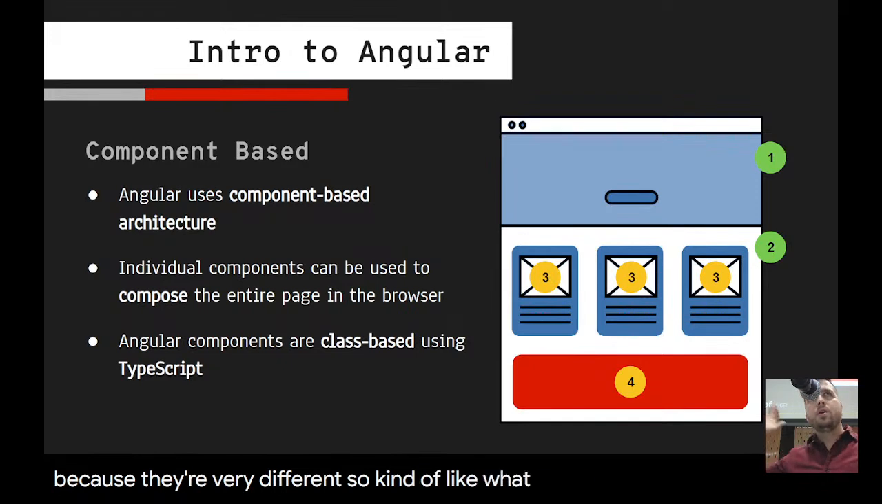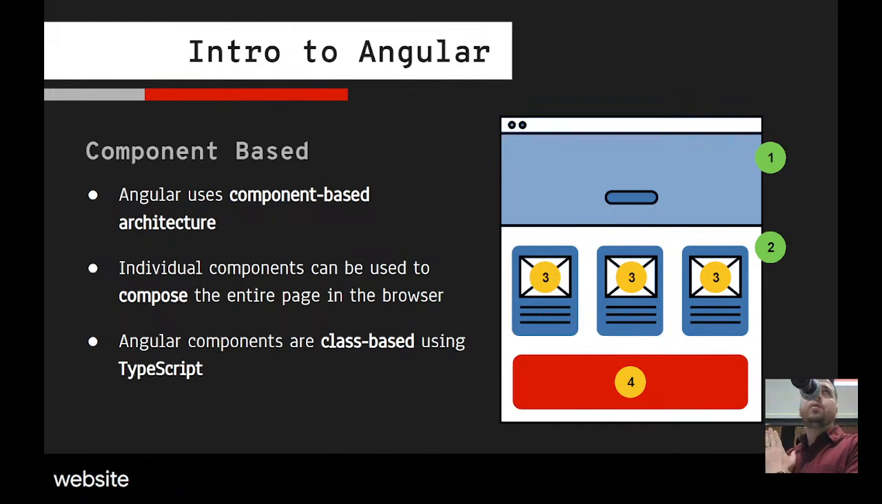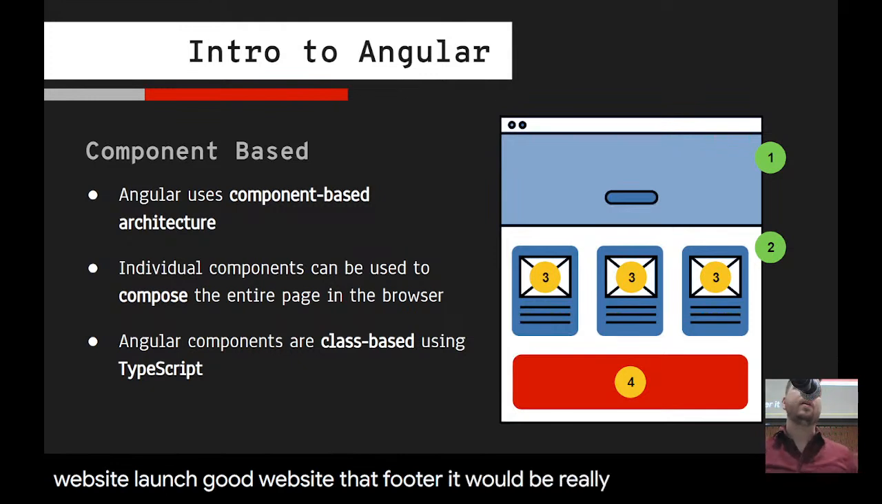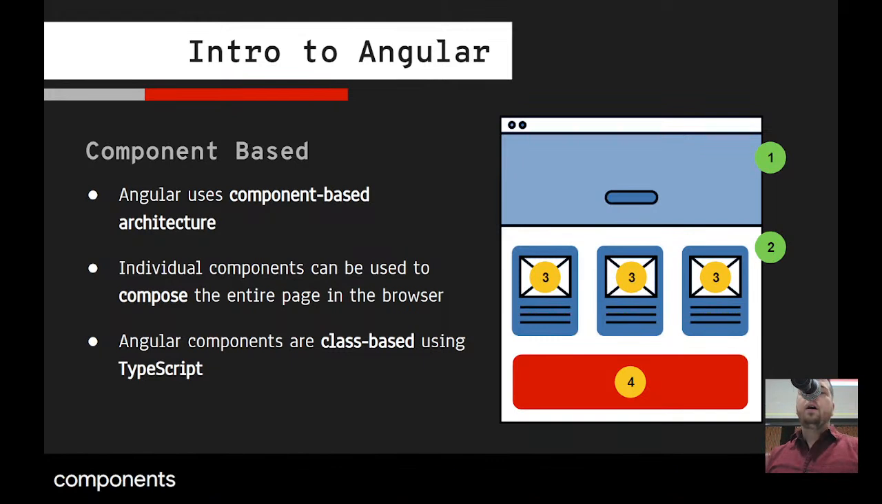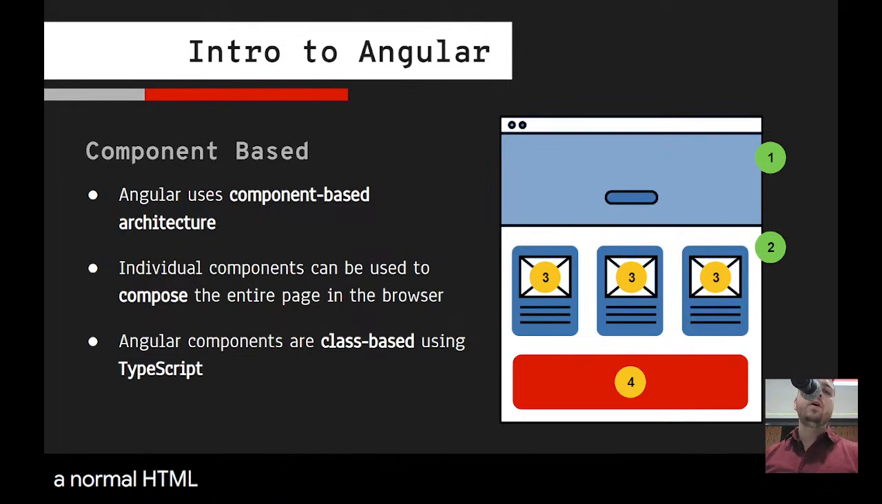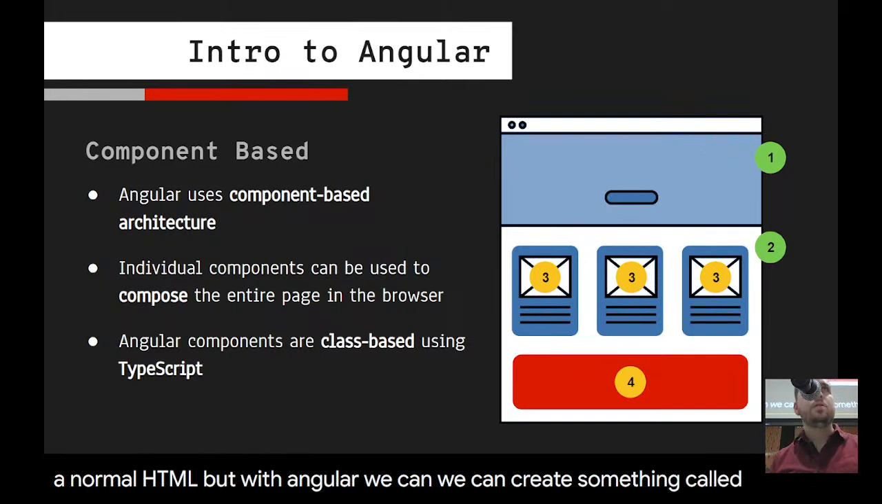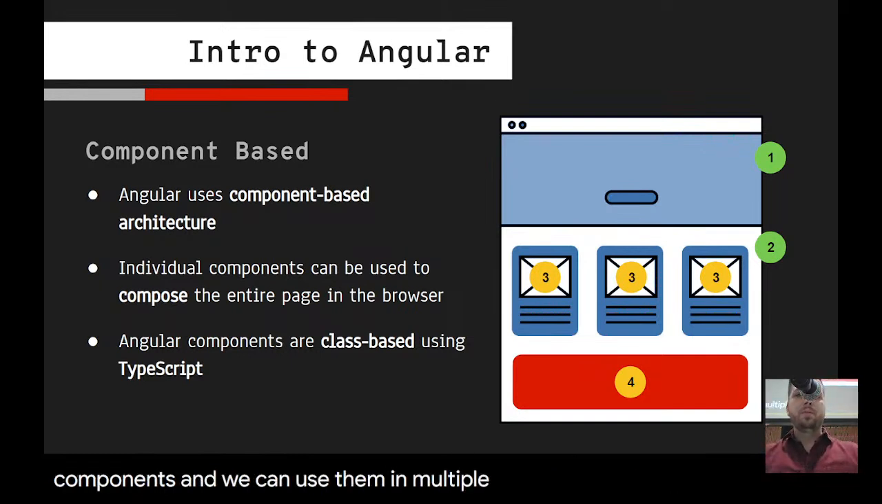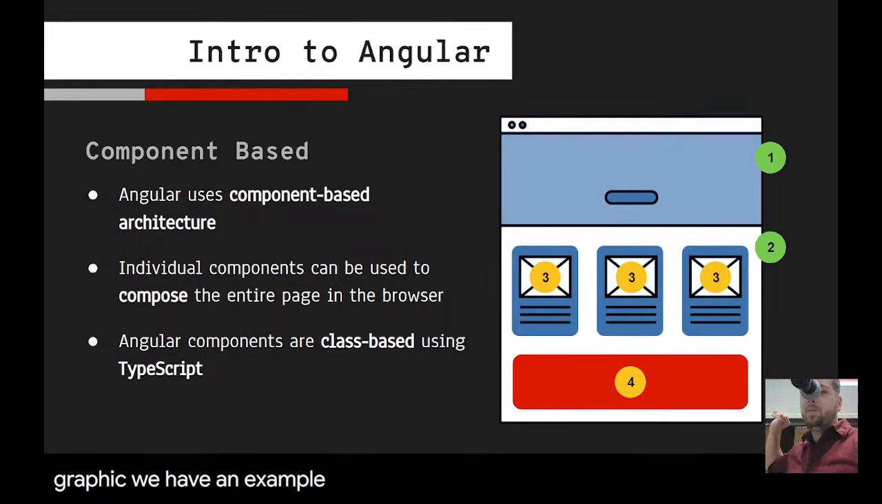So kind of like what we were talking about with the website, the LaunchCode website, that footer. It would be really nice if we could reuse components on a web page. Like if we could reuse a footer. We can't do that with normal HTML, but with Angular we can. We can create something called components, and we can use them in multiple different places. So in this graphic we have an example.